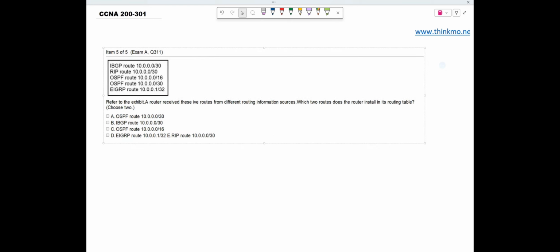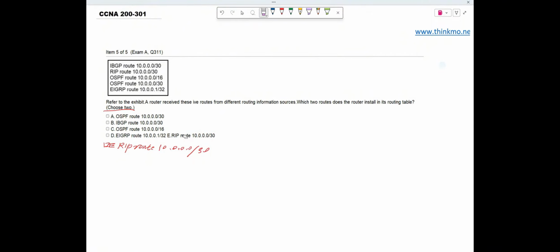For question 5, it asks us to refer to the diagram. It says that the router learns 5 routes from different routing sources, that is, different routing information sources learned through these protocols, and among them, 2 routes will be added to the table. We need to select 2 answers. But actually, there are 3 correct answers to this question, yet it only lets us pick 2. Also, there's an issue with this part of the question: there's an alternative answer option here. The formatting here is problematic. This option should actually be in this position.